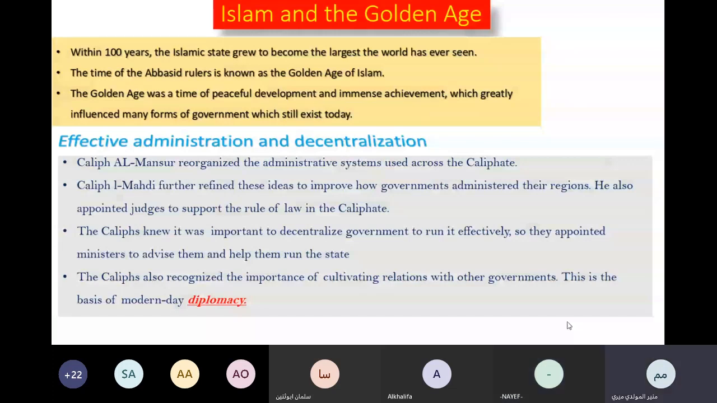Diplomacy, very good. So I want to ask you about why was that period of the Islamic civilization called the Golden Age? Because, teacher, why was the Abbasid? Excuse me? I wanted to answer. Yes, please. Because it was the time of peaceful development and immense achievements. Yeah, so what were the immense achievements? Can you remember from the things that we covered in the previous chapters?